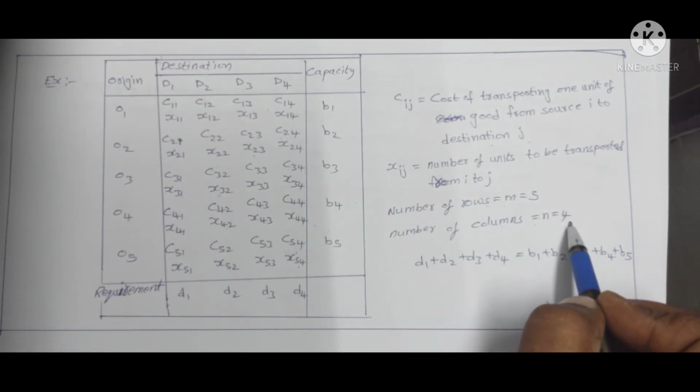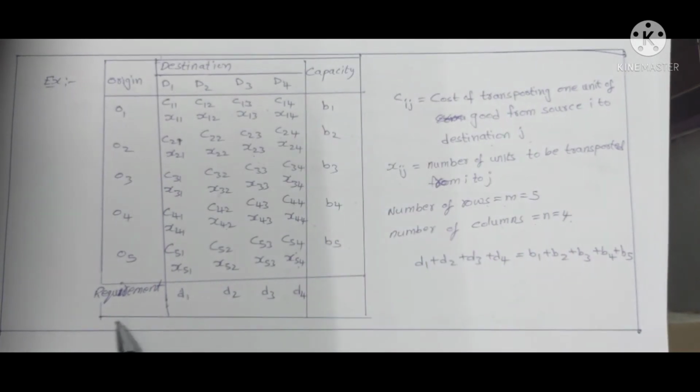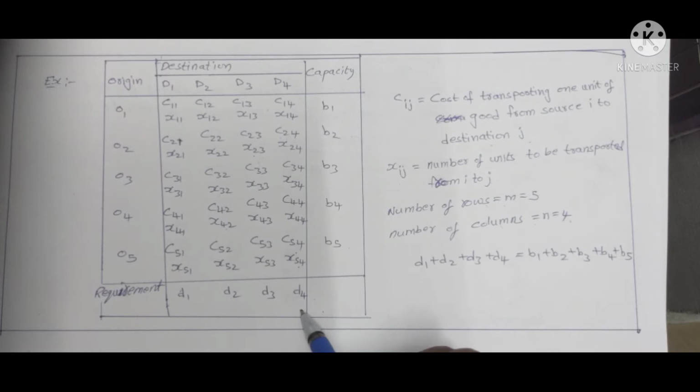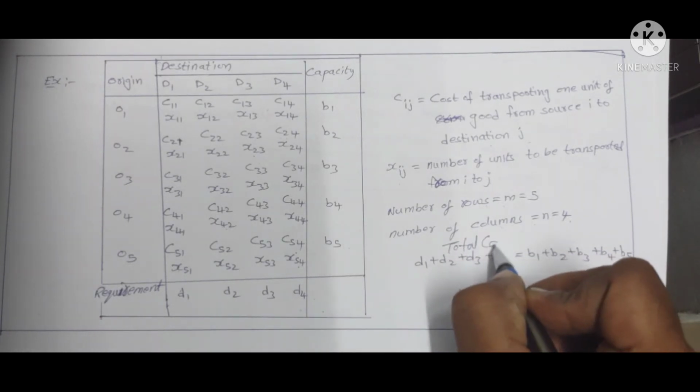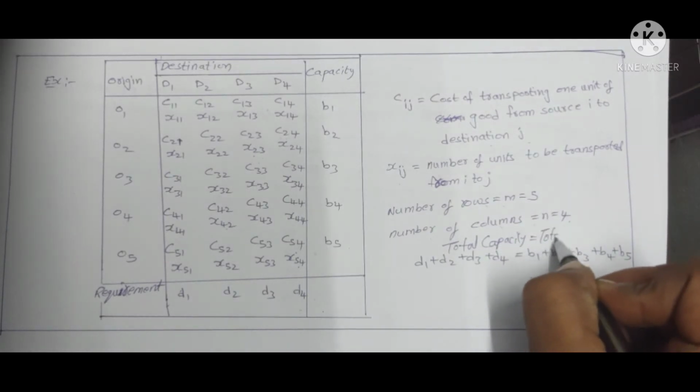Before starting the problem, we have to check whether the total capacity is equal to the total requirement or not. The sum of capacity must equal the sum of requirement. Then only we can solve the problem. Otherwise, we have to make the capacity equal to the requirement. Total capacity is equal to total requirement.